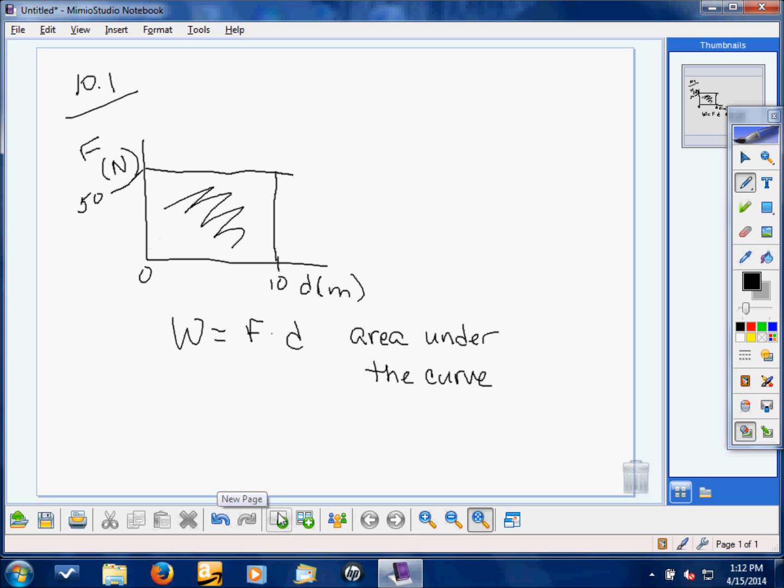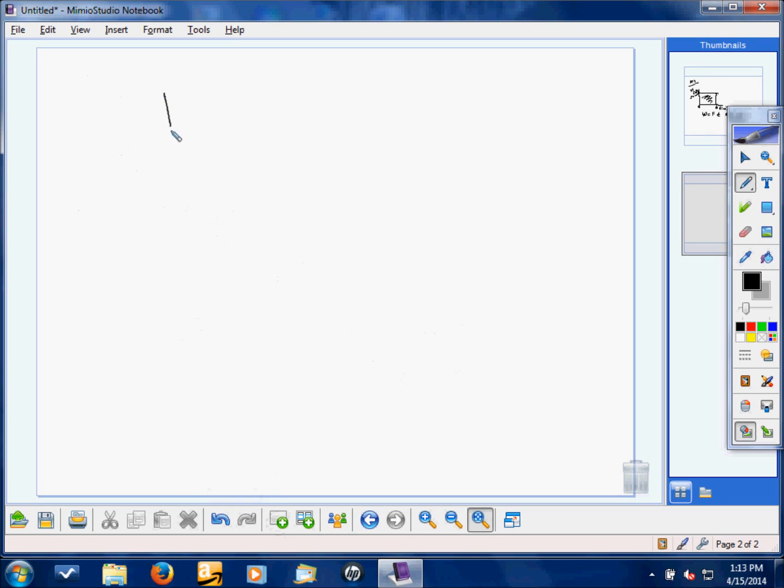Now, if the force is changing, that helps too. The force can still be in the same direction, but having a changing magnitude. So we could have another one, force times distance, or force times displacement. Displacement in meters, force in newtons. Again, if it's a diagonal, that means it's a constantly changing force.